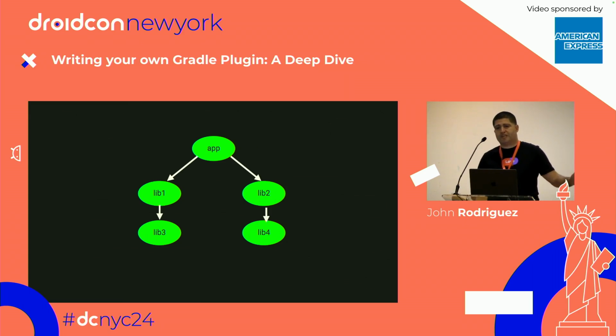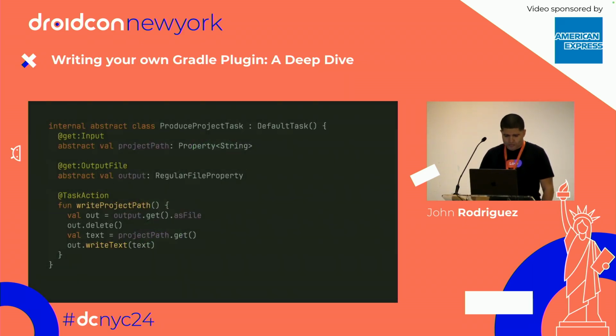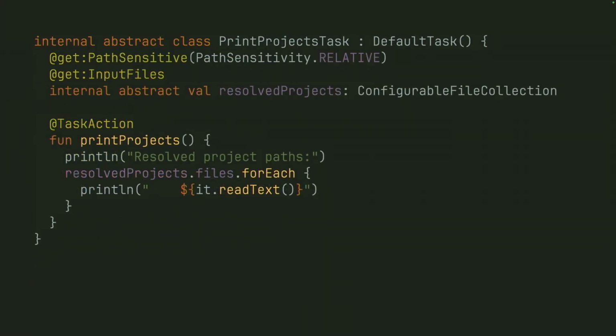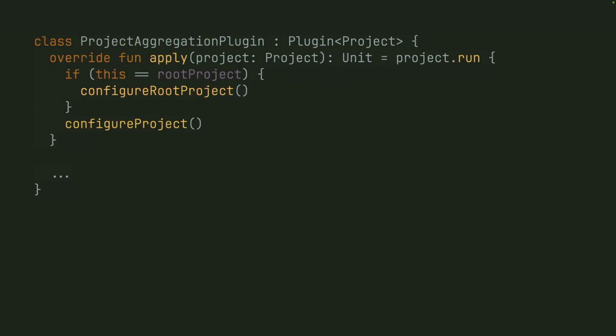Right now, they're all JVM modules. So your produce task, nothing surprising, takes in the path and spits out a file. The printer, the aggregating task, is going to get a bunch of files, and it's just going to print them all out. And so that's how the consuming task works versus the producing task.